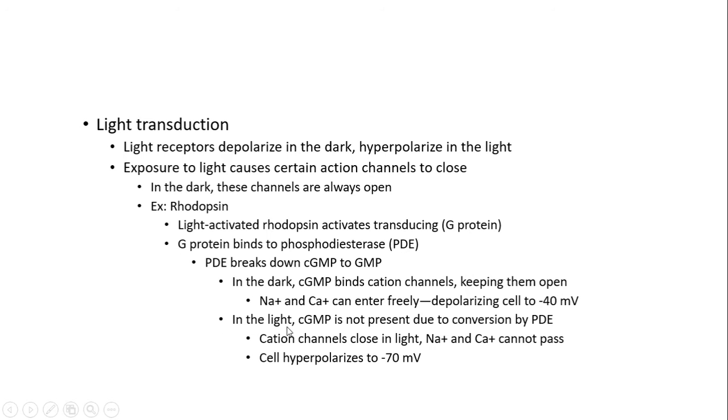Now, in the light, though, the cyclic GMP is not present due to conversion by the PDE, right? They convert the cyclic GMP to the GMP. So therefore the levels fall, and usually the cation channels will close in the light. So sodium and calcium cannot pass, and the cell will hyperpolarize to around -70 millivolts, more negative.